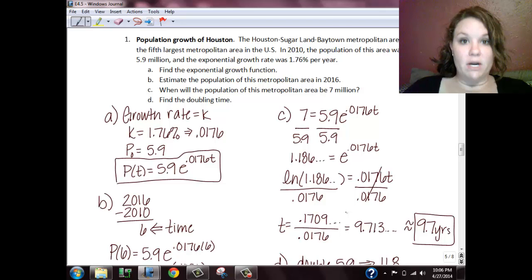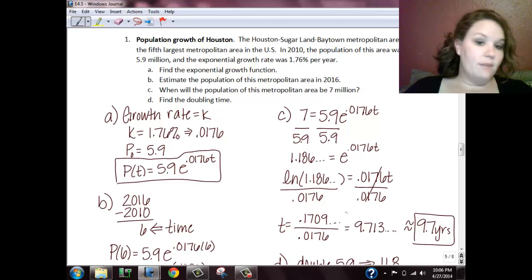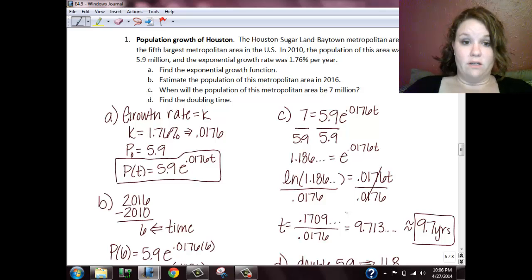Notice here on part A, I just plugged in 1.76%, which as a decimal is 0.0176. And then I plugged in my initial population, which was 5.9 million. So my growth function is P of t is equal to 5.9 e to my k, which is 0.0176, times t, which is my time.